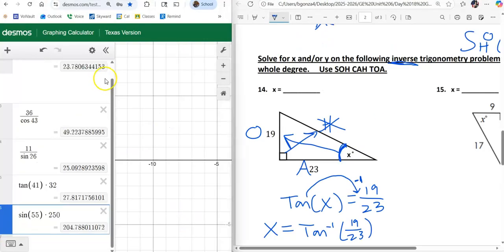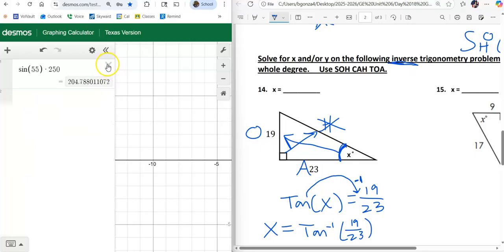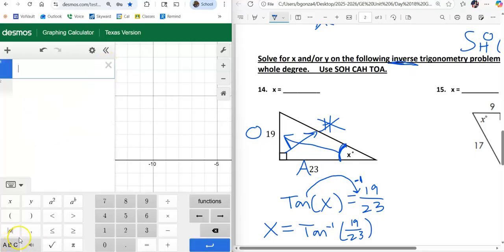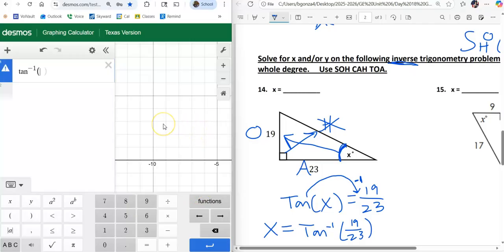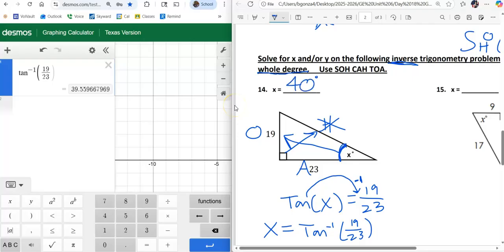And when you're trying to find that out, remember you got to go to functions in here. So click the little keyboard, click the functions, hit tan inverse 19 divided by 23, and you get 39.5. Actually, it says whole degree. So you round to the nearest unit. 39.5 rounds up to 40 degrees.